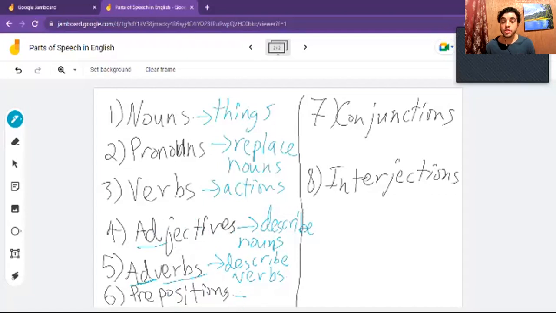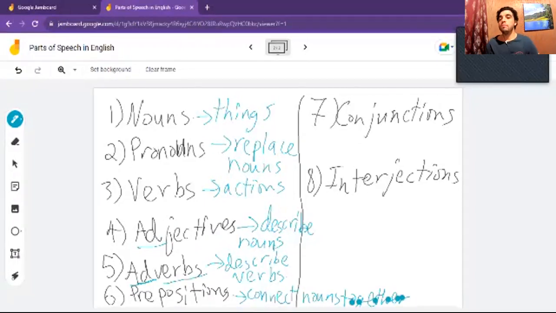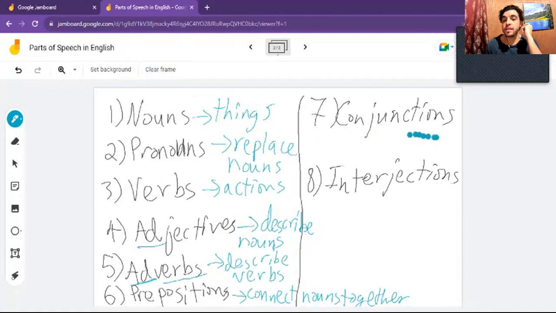Obviously prepositions, I would say, connect nouns together. That's how I would think about them. For example, Paul said to Muhammad. Notice the noun, verb, preposition, noun. So that's very important, right? They connect the nouns Paul and Muhammad there. Conjunctions connect sentences, right?